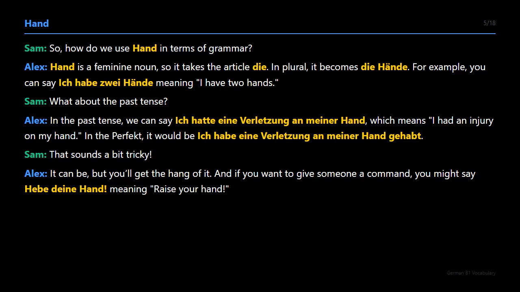What about the past tense? In the past tense, we can say, Ich hatte eine Verletzung an meiner Hand, which means I had an injury on my hand. In the perfect, it would be, Ich habe eine Verletzung an meiner Hand gehabt. That sounds a bit tricky. It can be, but you'll get the hang of it. And if you want to give someone a command, you might say, Hebe deine Hand, meaning raise your hand.